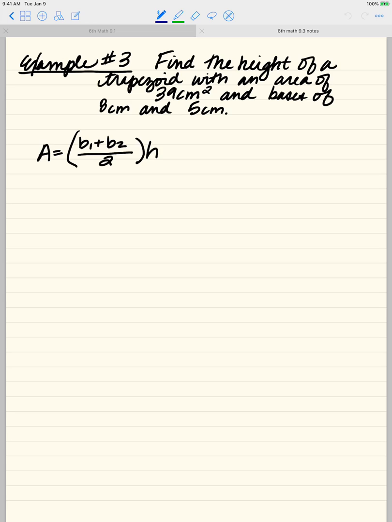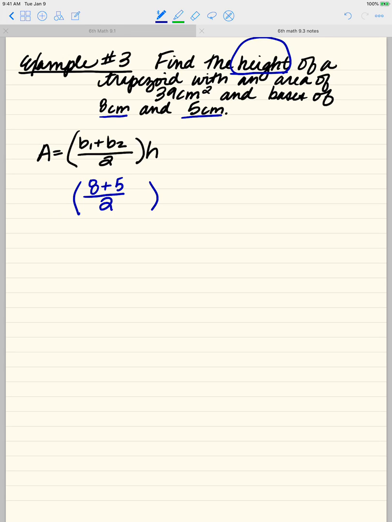Example number 3. Find the height of a trapezoid with an area of 39 centimeters squared and bases of 5 centimeters and 8 centimeters, okay? So let's plug in what we do have. We have 2 bases, 8 centimeters and 5 centimeters. Again, it doesn't matter which one is 1 or 2 because addition is commutative. It doesn't matter. So just go ahead and write in your 2 bases divided by 2.